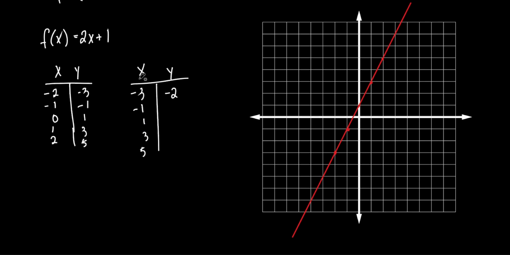I just took all these y's and I stuck them in the x column. Now what am I going to do? Take all the x's and put them in the y column. So what's that going to be? -1. That's going to be a 0. It's going to be a 1. It's going to be a 2.